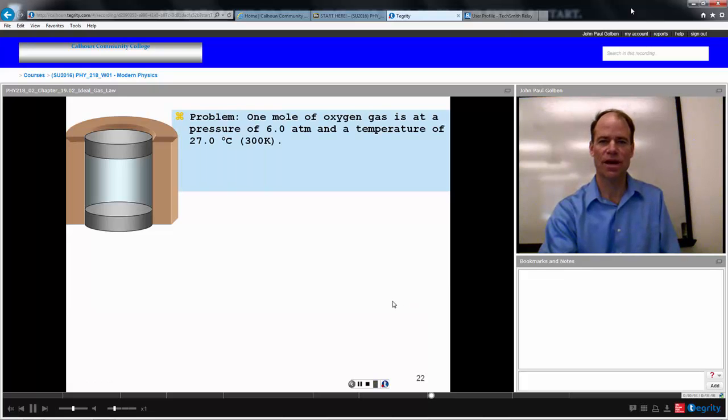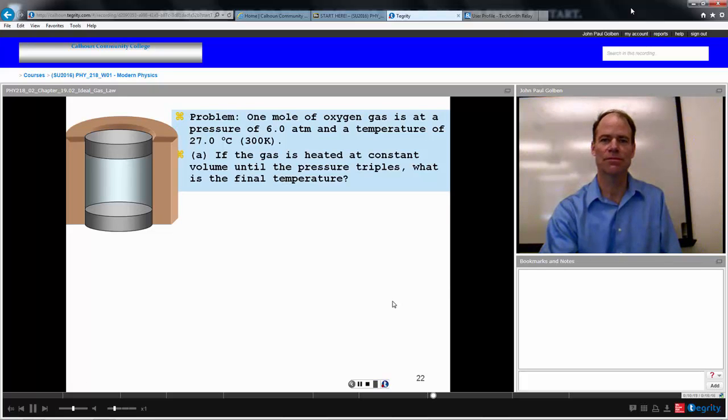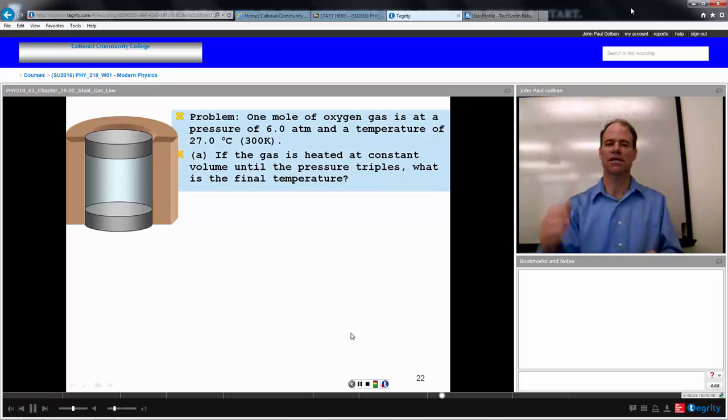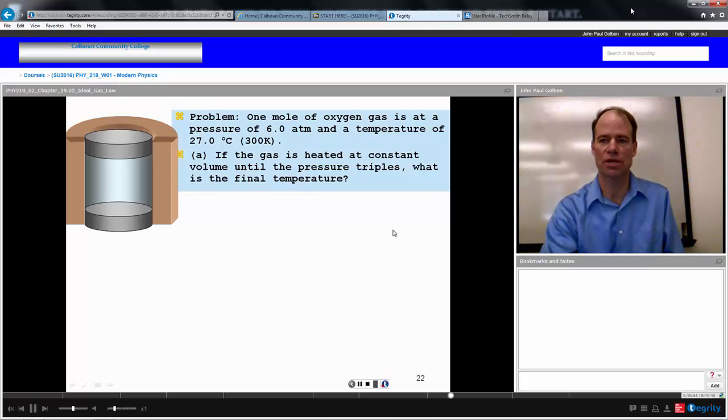All right, let's try another problem. 1 mole of oxygen gas is at a pressure of 6 atmospheres and a temperature of 27 degrees Celsius, which we immediately want to convert to Kelvin, 300 Kelvin, because any ratios in Celsius are not going to work scientifically, because the Celsius scale can go negative, and that causes a problem for absolute temperatures. So we have to use the Kelvin scale. If the gas is heated at constant volume until the pressure triples, what's the final temperature?